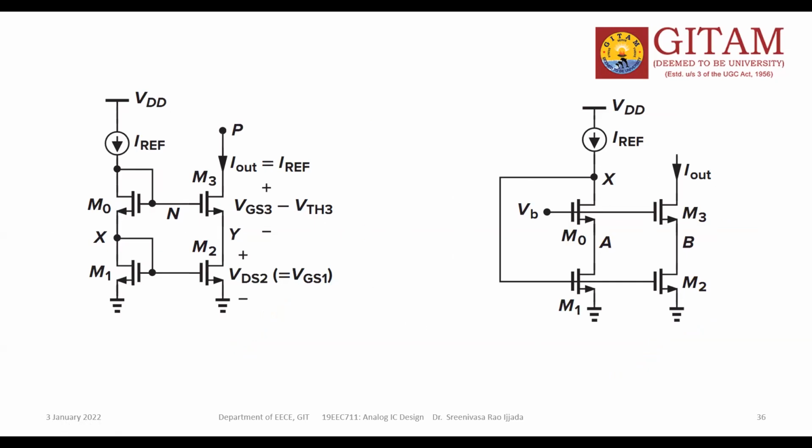We'll see two more steps. I think with this, current mirrors are over, but active current mirrors are there. I think within a single class it will be over. Any doubts? No.